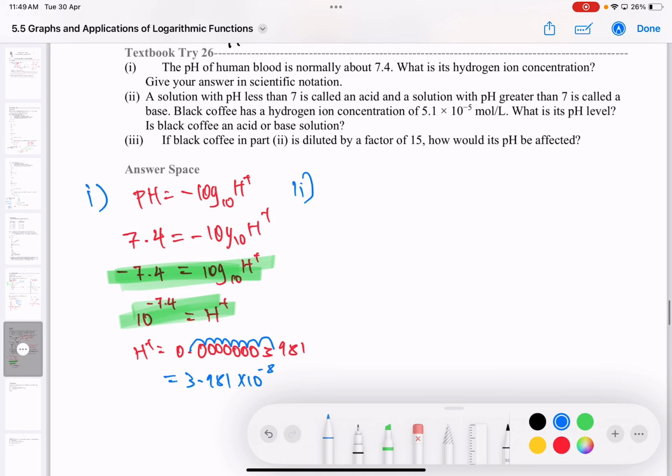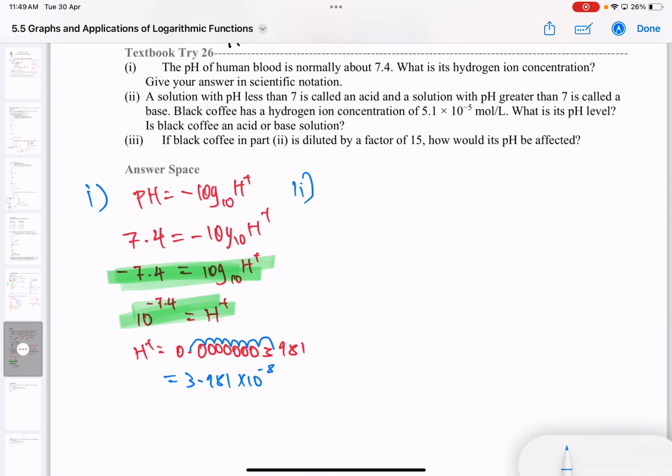Okay, how about my part 2? A solution with pH less than 7 is called an acid. A solution with pH greater than 7 is called a base. Black coffee has a concentration of 5.1 times 10 to the power of negative 5. What is its pH level? Is it an acid or is it a base?